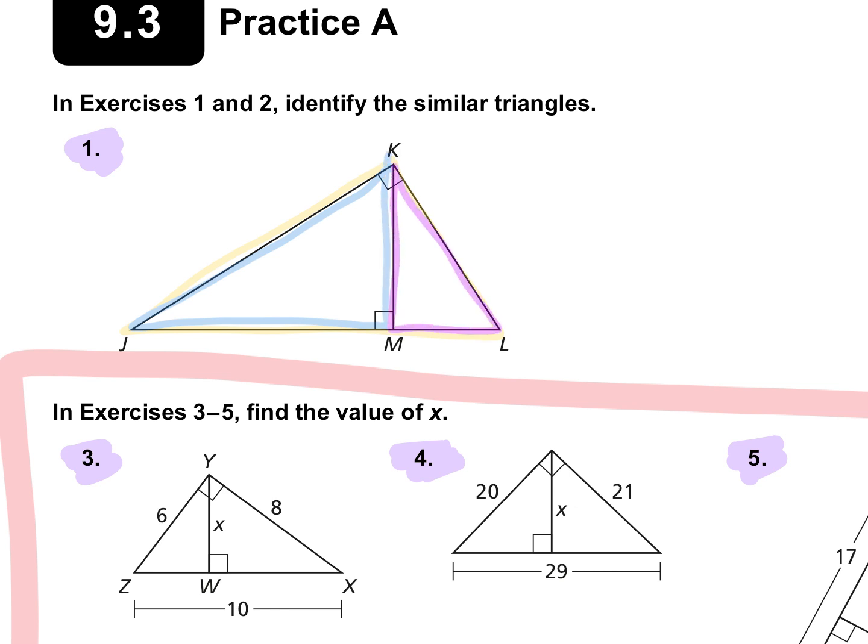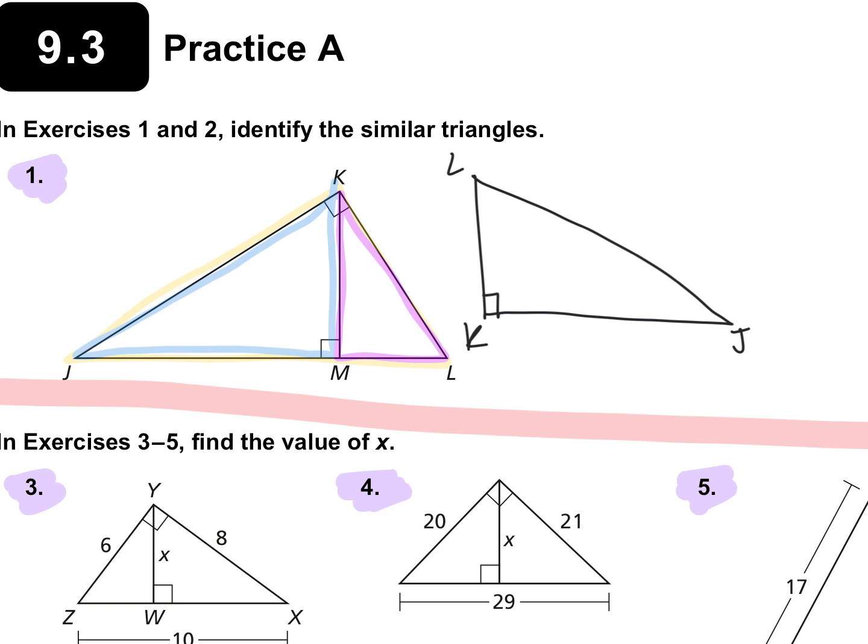So if you're looking at them and you're unsure how to write your similarity statement, draw them out. When I say draw them out, please draw them out because it's definitely going to help. So here is your original triangle. Here's the right angle. I know the right angle for my original triangle is K. And then I have LJ. That's my original triangle. Why'd you write it oppositely?